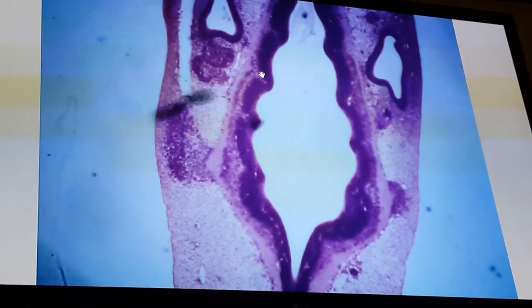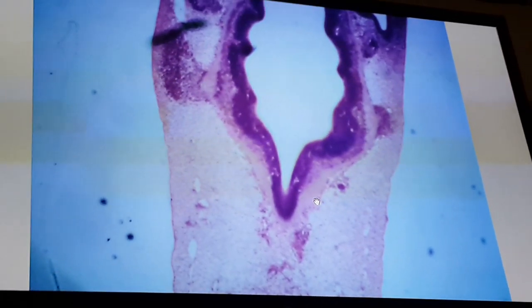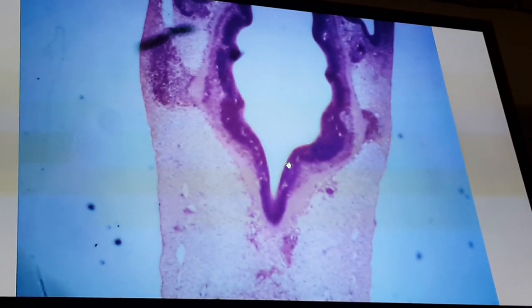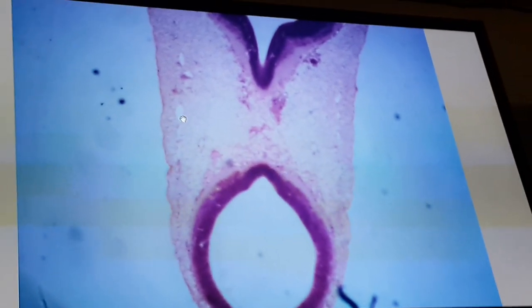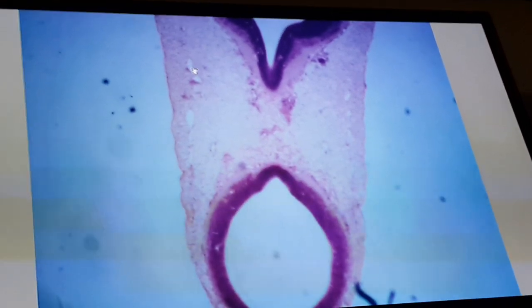These are the neuromeres of the myelencephalon. And this is the narrowing of the metencephalon into the isthmus. Just look to the marginal zone, mantle zone, neuroepithelium. This is the head region, and this is also a cardinal vein, while this is the carotid artery.